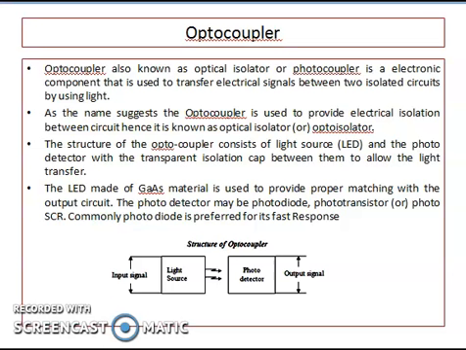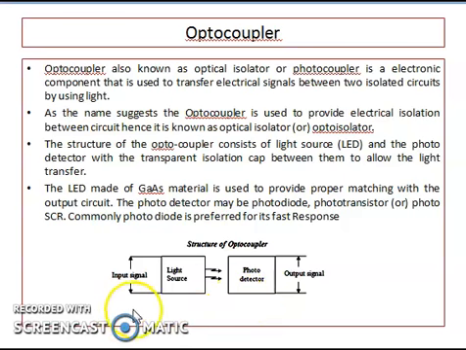The structure of an opto-coupler consists of a light source, which may be an LED, and a photodetector with a transparent isolation cap between them to allow the light transfer. From this diagram we can easily understand that we have a light source here which emits light, and that light falls on the photodetector.